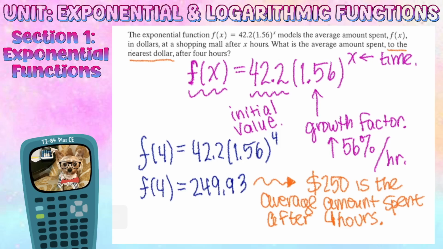All right, so there's your final answer. Sorry, it's a little sloppy. $250 is the average amount spent after spending 4 hours at the mall. And there you have it. I would definitely recommend that you make sure you can punch it into your calculator. Every calculator is a little different and has its own quirks, so you want to make sure you're doing it correctly.